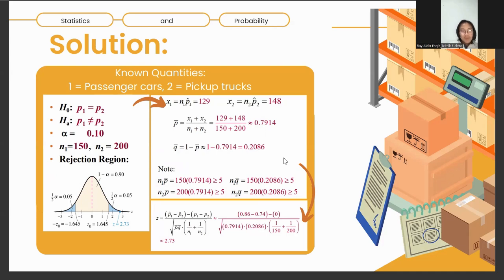Now, once we have our p and q values, we also have to check if n1 times p, n2 times p, n1 times q, and n2 times q are each equal to or more than 5. And as you can see at the bottom of the note, they are all above 5. Afterwards, we can find our z value by substituting all of the necessary variables into the equation, and then we get a z value of 2.73.